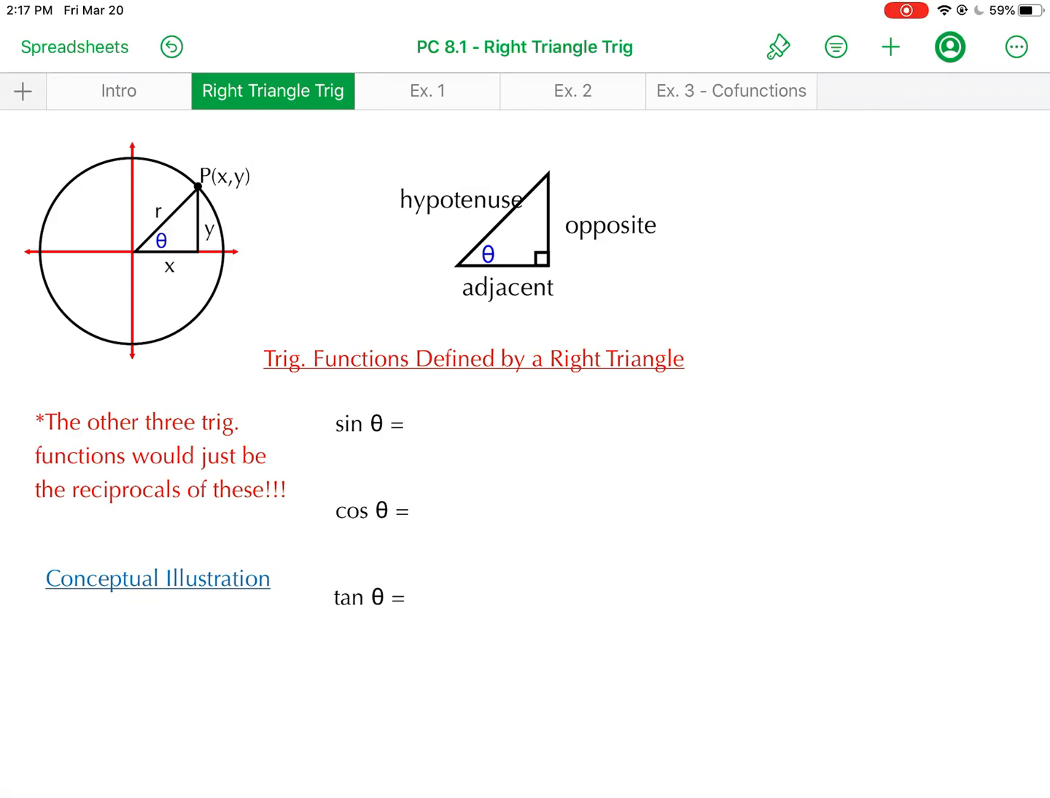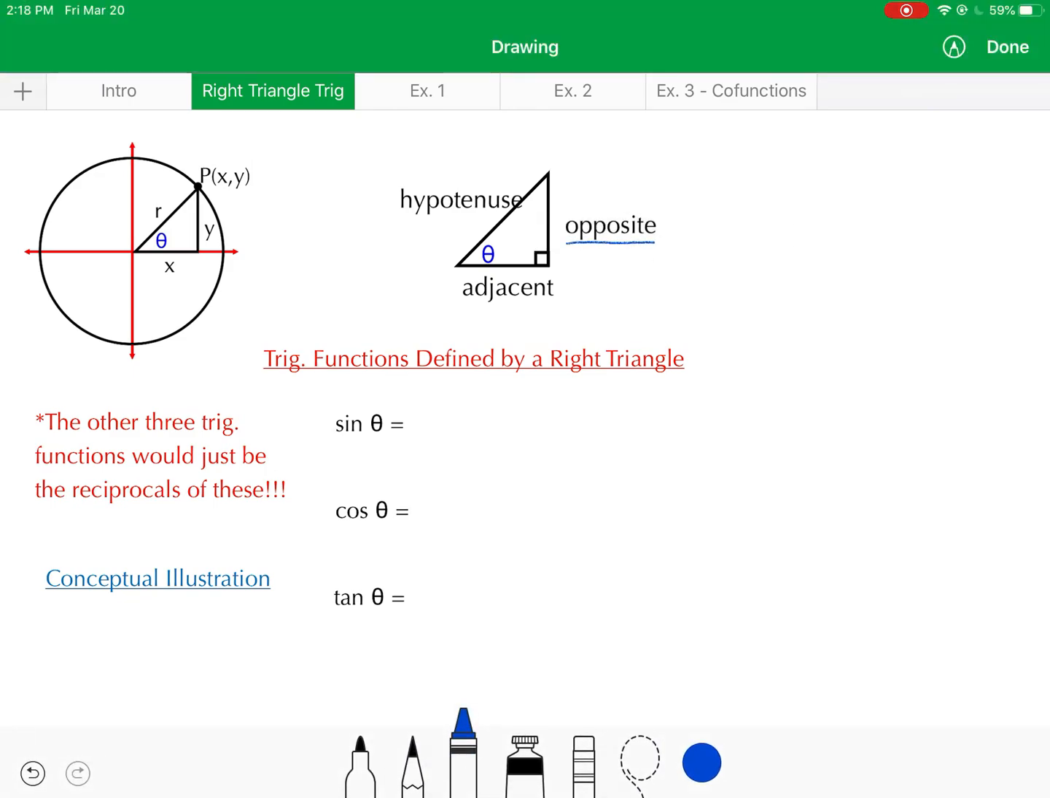Okay, well, we're going to throw out the circle now and look at this strictly from a triangular approach, a right triangular approach. And I'm going to say that if this is my angle theta in the picture in the top right here, then this would be the side that is opposite of it. This would be the side that's adjacent to it. And then, of course, we have our hypotenuse of the right triangle, which is the longest side, and it's across from the right angle. Okay?